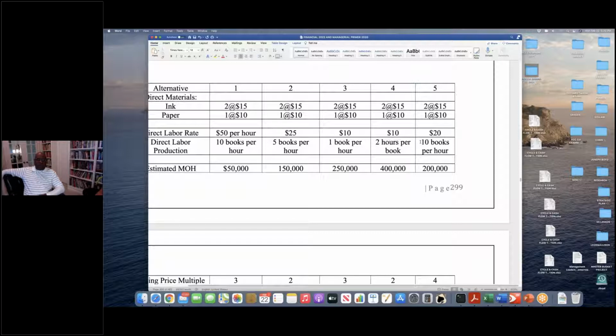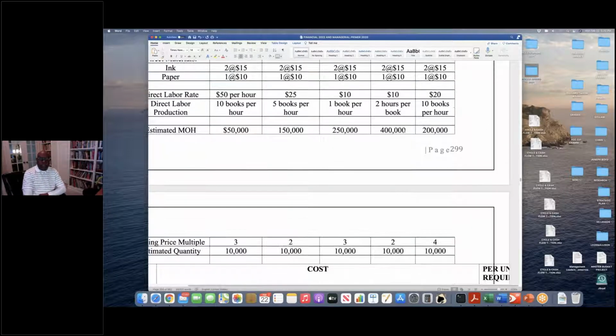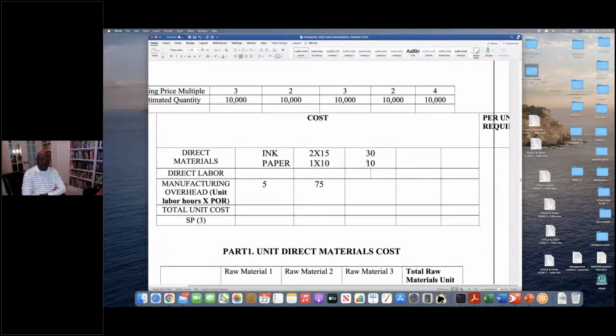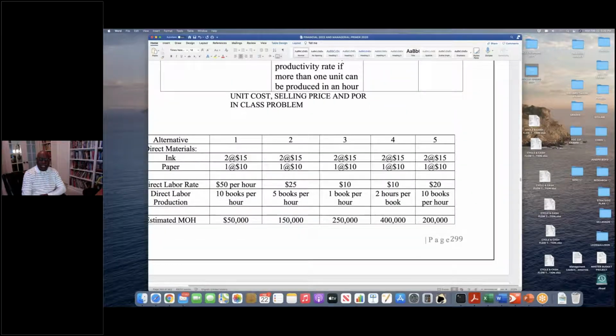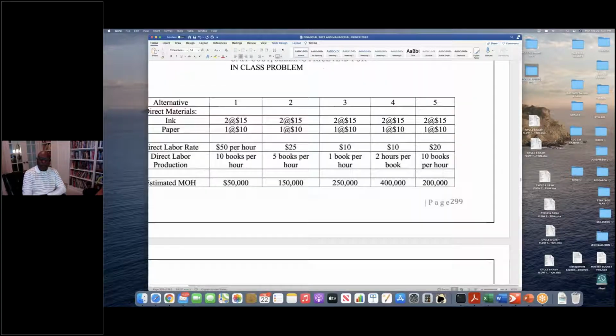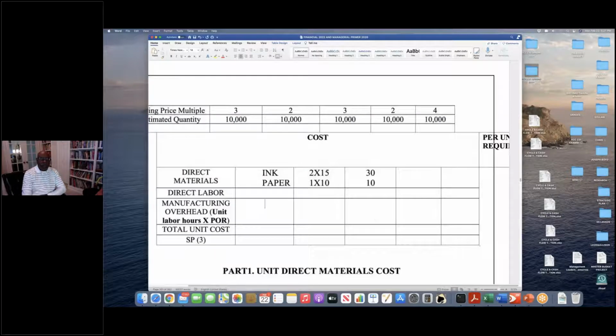I think I know. Wait, hold on. Okay, so the ink and the paper are going to be the same thing, correct? Yes, sir. What's the labor going to be? It's still $10 an hour, 2 hours per book, so it's 5. Say that again. If you work 2 hours at $10 an hour, you want $5 pay. Oh no, so it's 20. You multiply it. Okay. So in this case, the labor is 20.